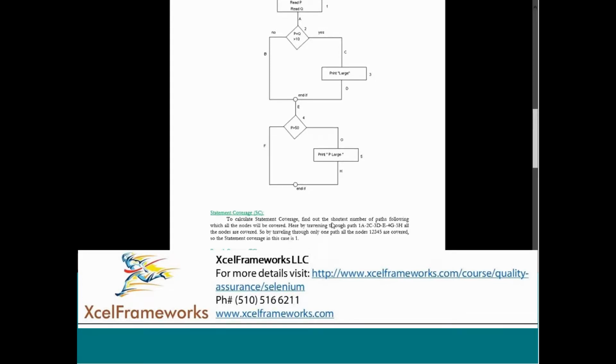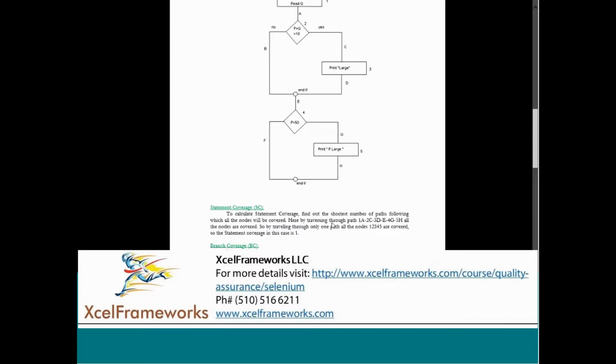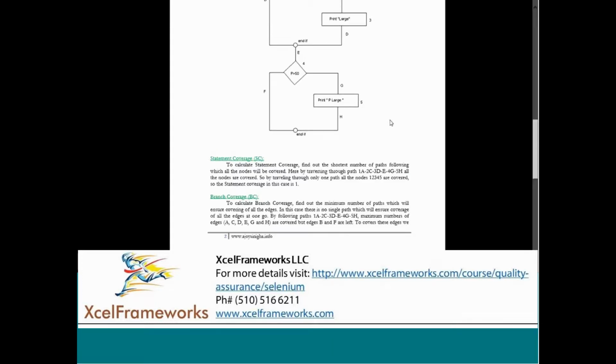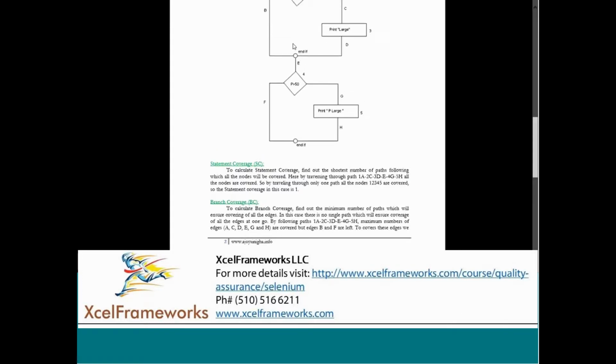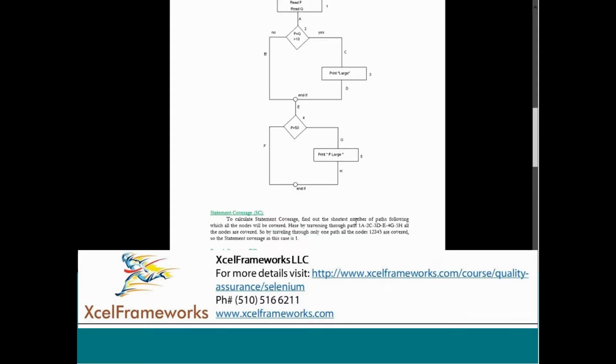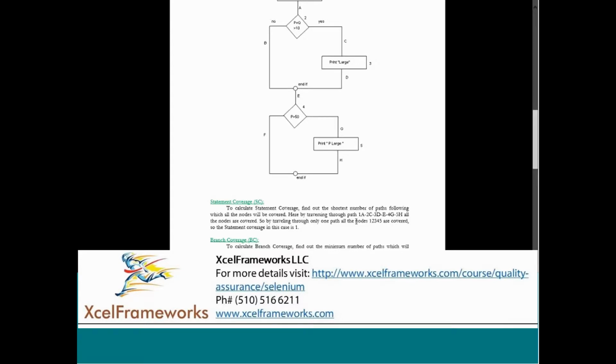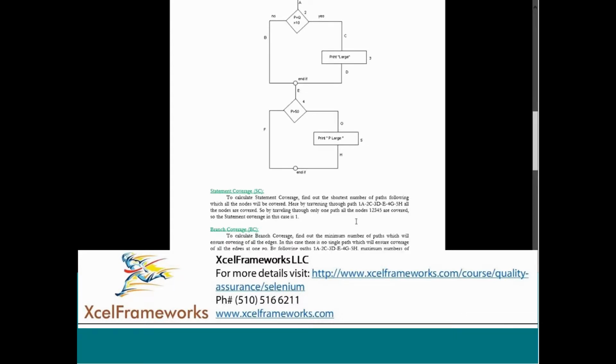Okay. So branch coverage: to calculate the branch coverage, you need to figure out the minimum number of paths which will ensure the coverage of all edges. Minimum number of paths. So what could be the minimum or maximum number of paths? When I say edges, it is nothing but this one. The case, this one A, again B, C, D, E, and F, H. So what is the minimum case in which you can execute the branch coverage?